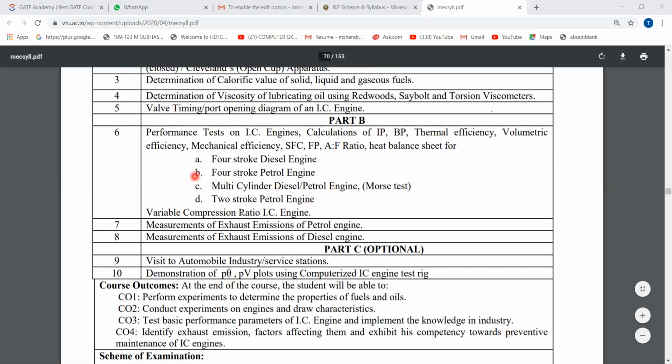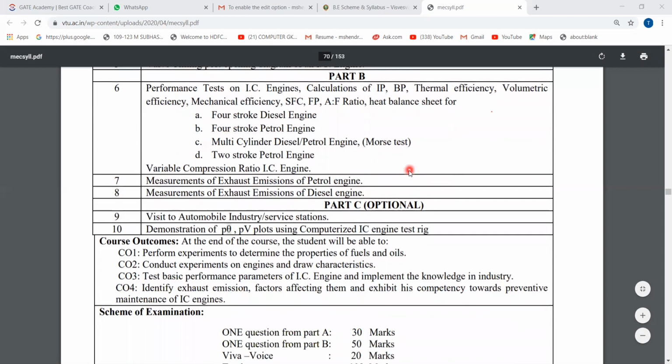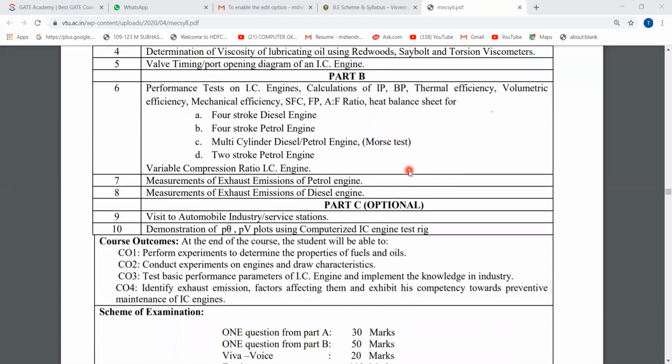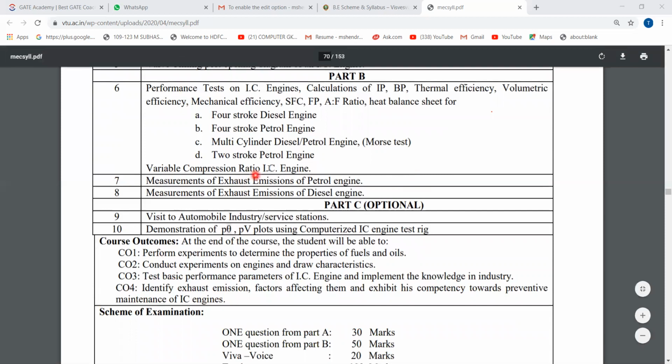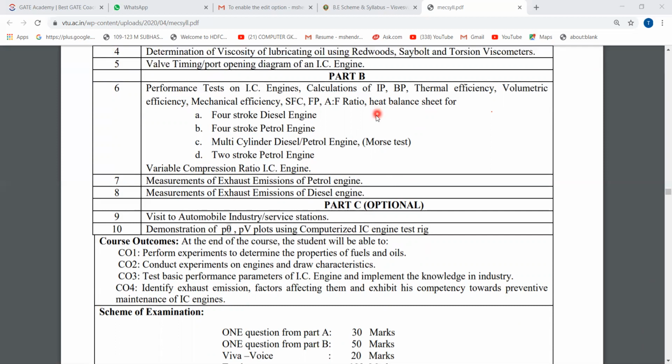On these engines, we are going to calculate the performance parameters like FP, BP, thermal efficiency, volumetric efficiency, mechanical efficiency, etc. After that, we are going to plot the curves. Now, variable compression ratio: for this particular engine, we are going to draw the heat balance sheet. I hope you have already studied how to draw the heat balance sheet in the applied thermodynamics subject, in the module named IC engines.